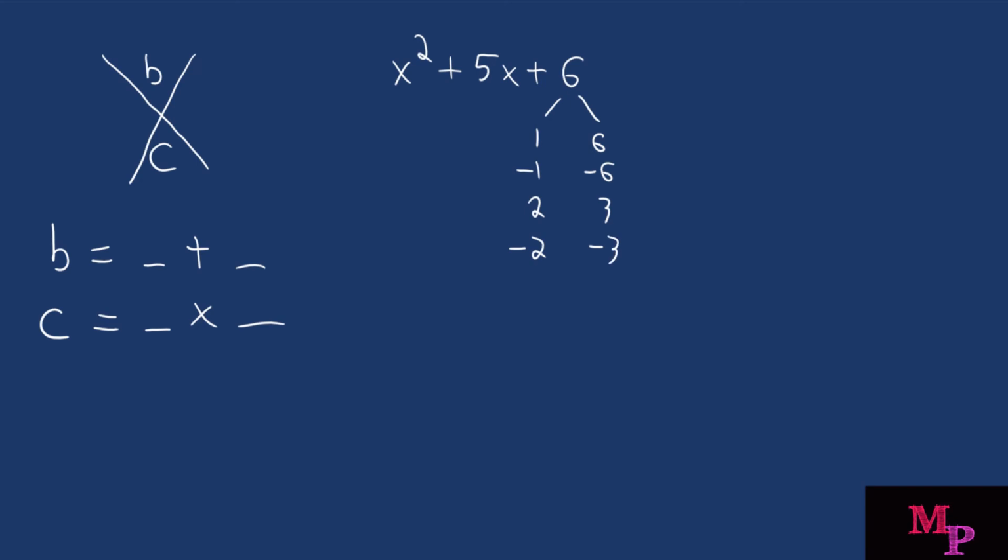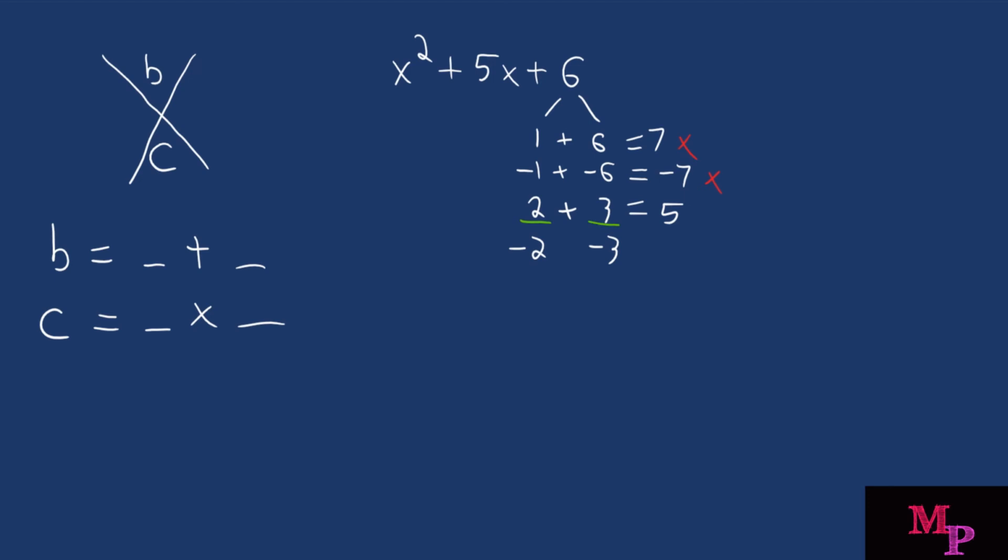So now what we're going to do is add all of these factors together and see if any of them equals 5. So 1 plus 6 will give you 7, which is not equal to 5, so therefore that is wrong. Negative 1 plus negative 6 equals negative 7, which is also not 5, and so that's also wrong. 2 plus 3 equals 5, which is what we're looking for, right? So therefore 2 and 3 are going to be your two solutions for the factoring form.